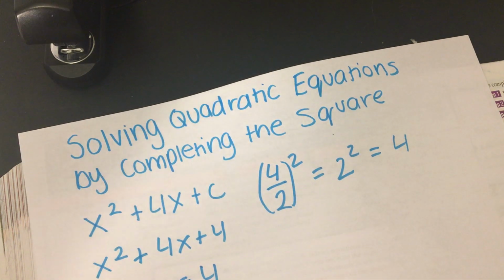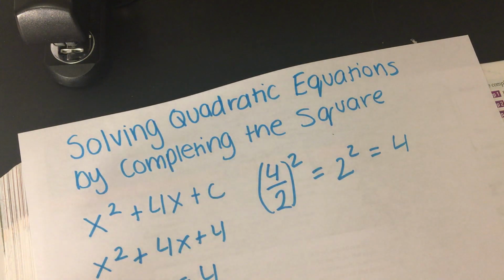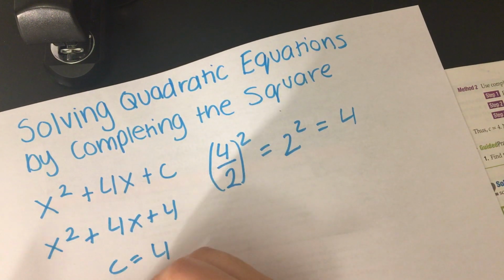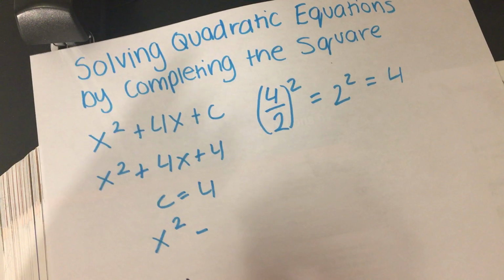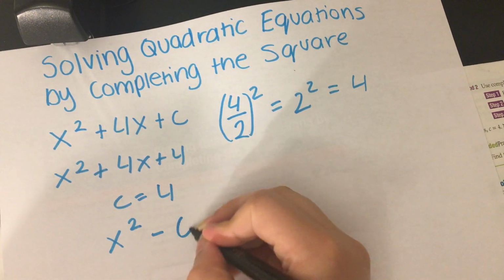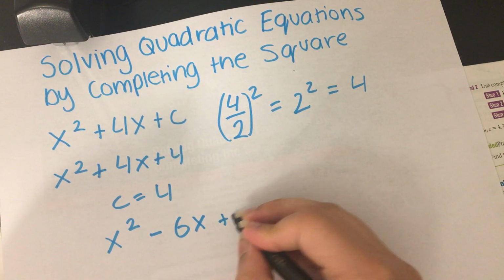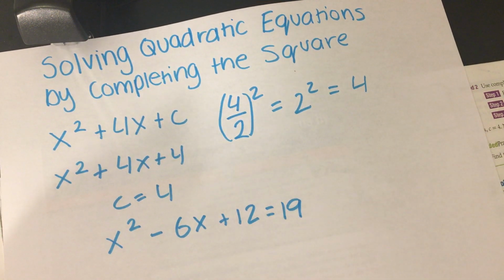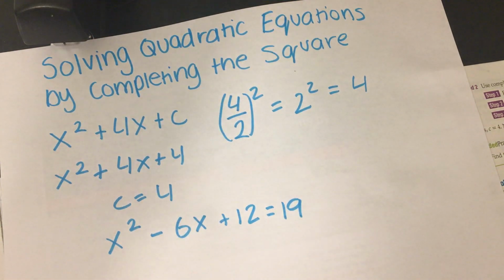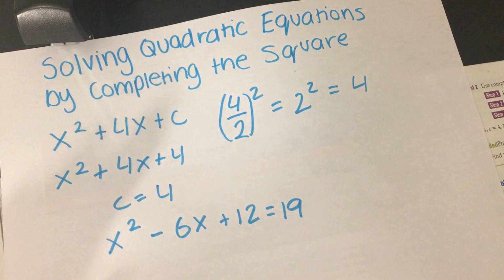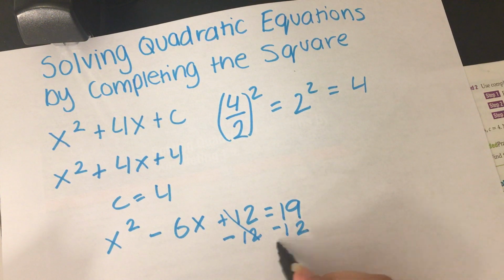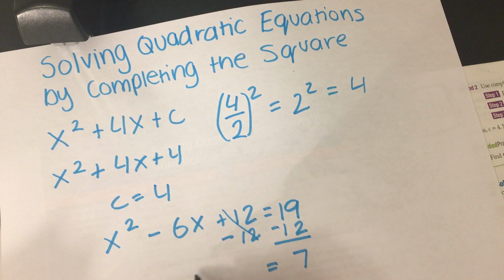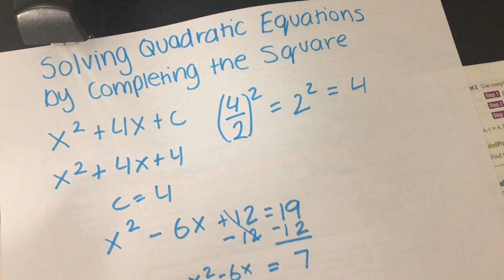Now, that is completing the square, but some really good problems are like this. x squared minus 6x plus 12 equals 19. Now, first thing you need to do is bring the 12 to the other side. And you'll see why I'm doing this in a minute. So we're left with 7 here. So x squared minus 6x equals 7.